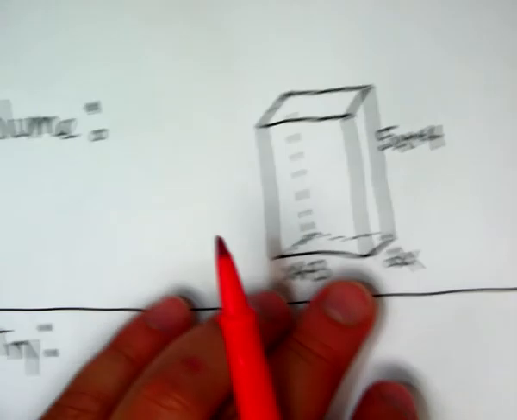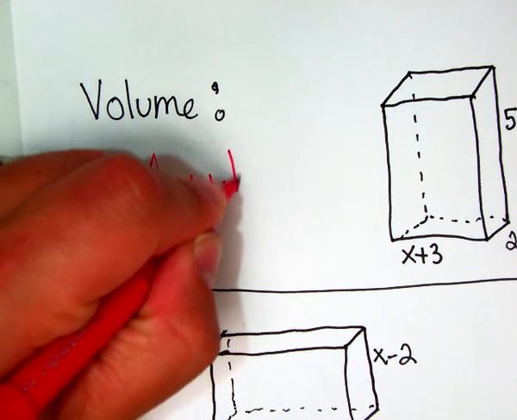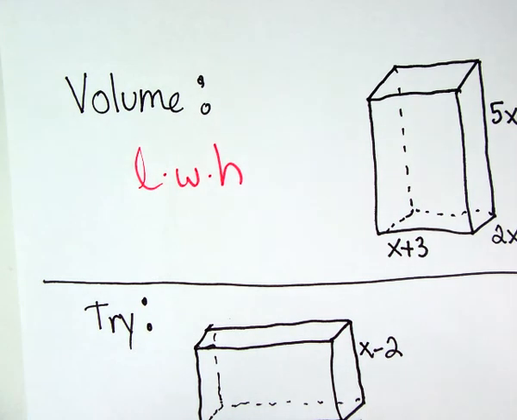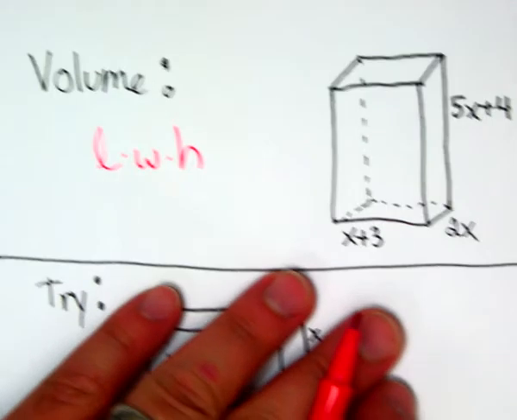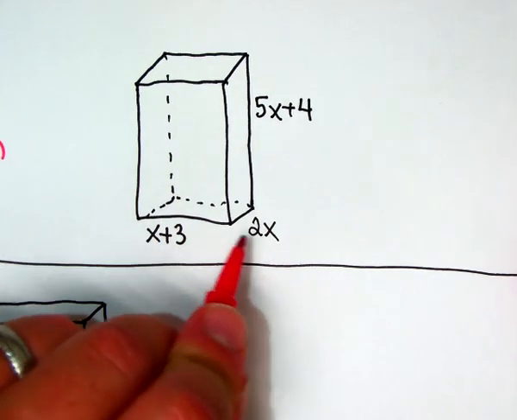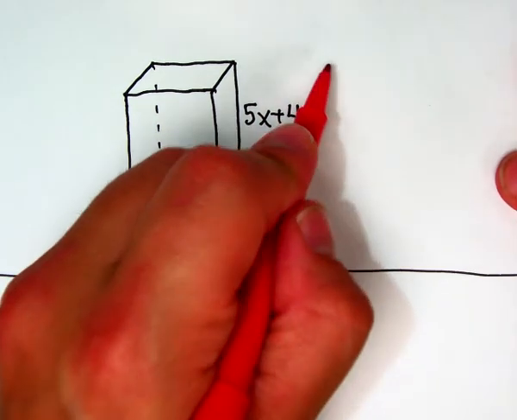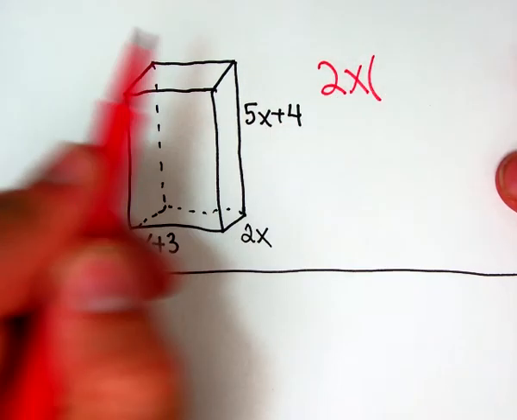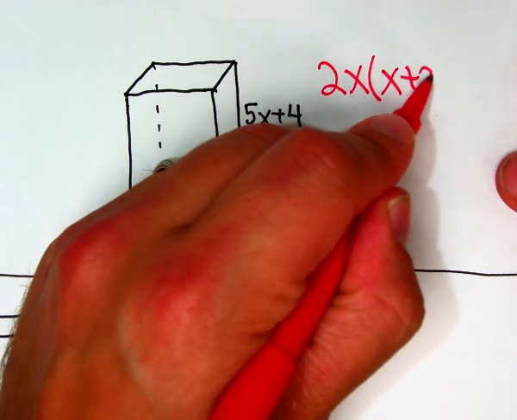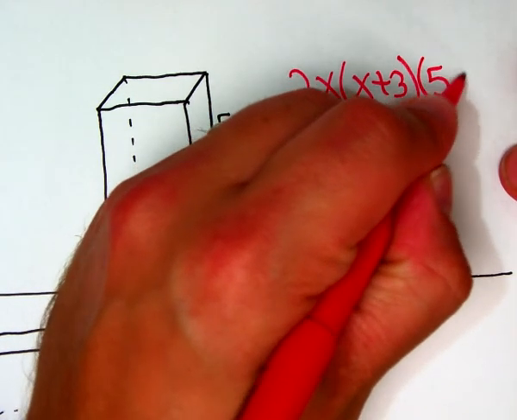Volume, remember, is a basic formula. It's length times width times height, at least for the problems that we're doing. There's a lot of different shapes, so there's a lot of different volumes out there. When we look at this one, we have sides of x plus 3, 2x, and 5x plus 4. So let's set this up. 2x times x plus 3 times 5x plus 4.